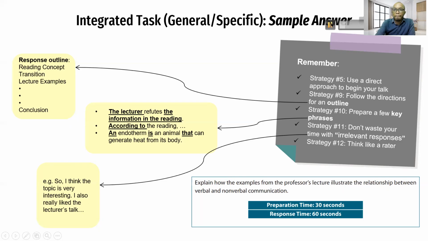According to the reading, verbal communication is how we express our feelings with words, and nonverbal communication is more about our gestures or body language.